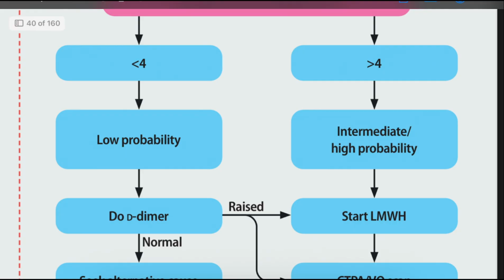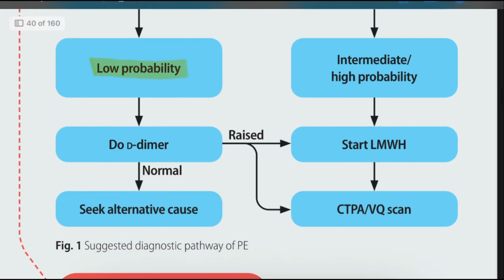If the Wells score is less than 4, that means low probability, then we have to do the D-dimer test. If it's not normal, then we have to seek an alternative cause. If it's raised, then we have to start low molecular weight heparin. Along with that, we have to do CTPA to find out the spot of the pulmonary embolism.